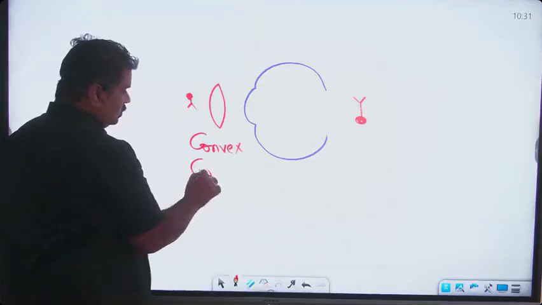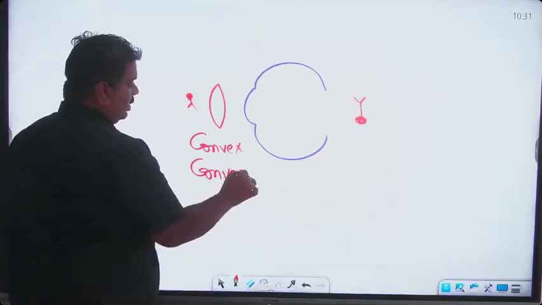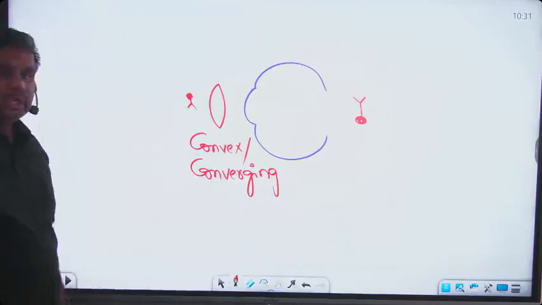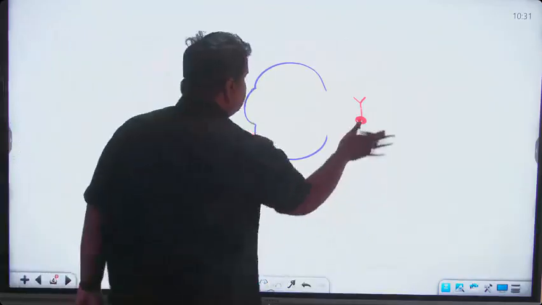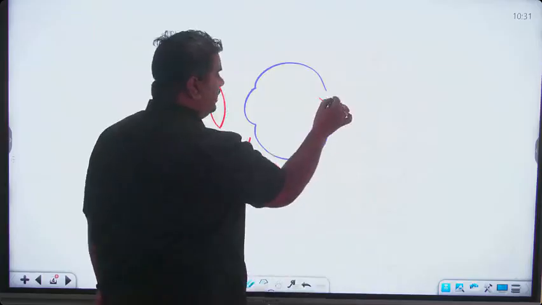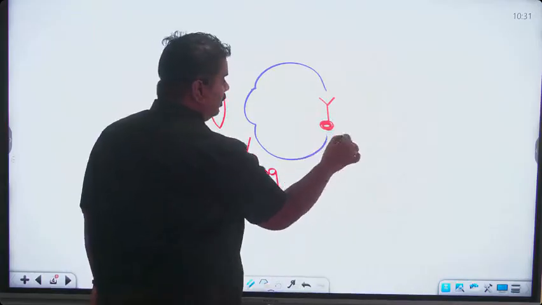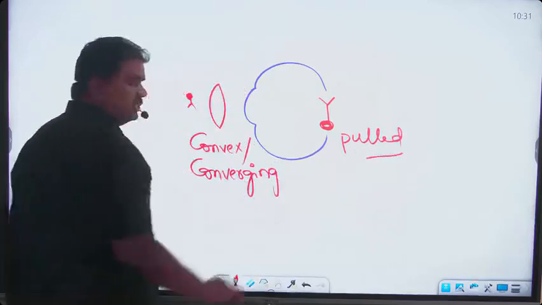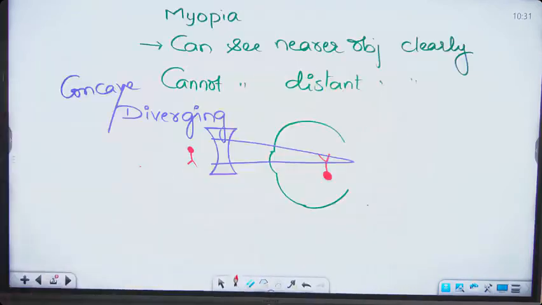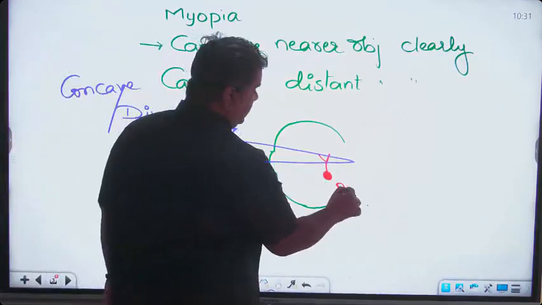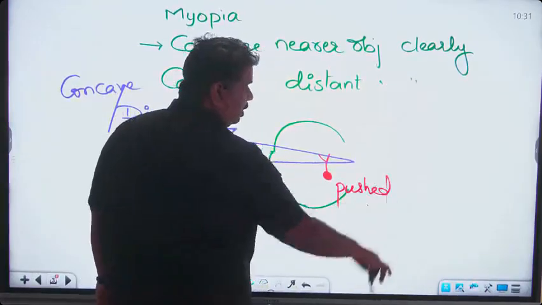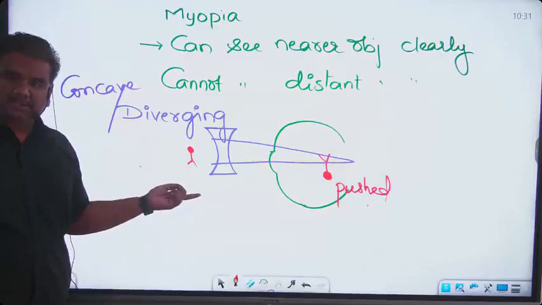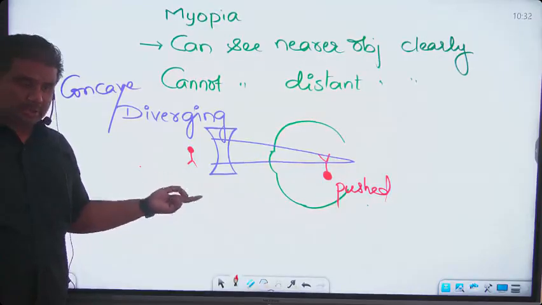A convex lens is also known as a converging lens. A convex lens or converging lens is used so that the image, instead of falling behind the retina, is pulled onto the retina. Here in this case, the image is pulled onto the retina, whereas in the other case, the image is pushed onto the retina. Why? Because we are using a diverging lens, or a concave lens, here.